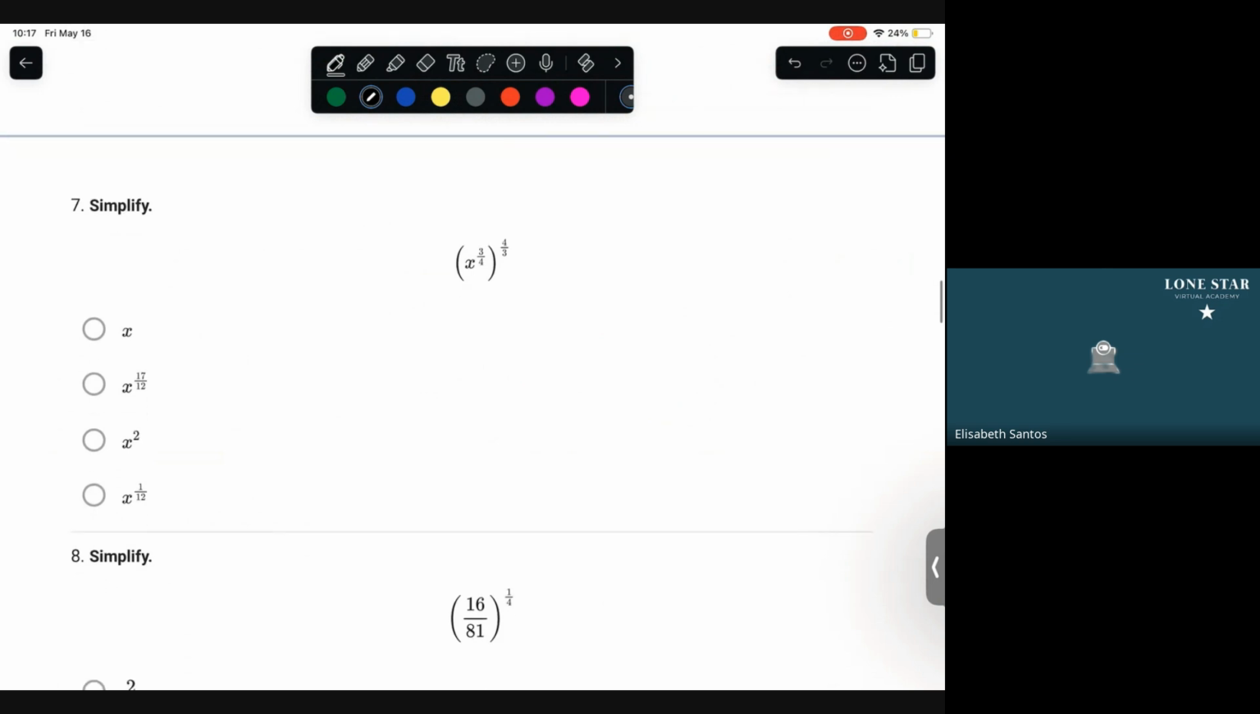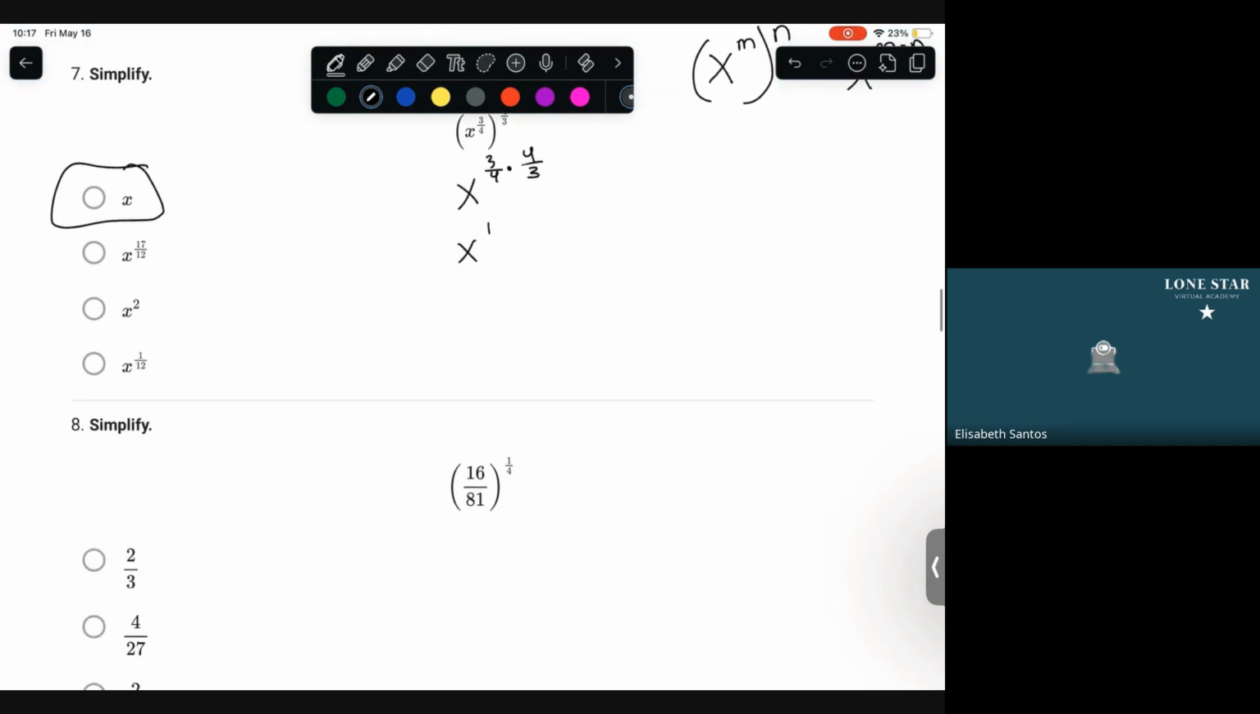Okay, so now we're simplifying. So we need to note our exponent rules. If we have x to the power of some number, and then that's all to some other number, what you're going to do is multiply those exponents. So m times n. If you have a power to a power, you multiply those exponents. And so here we have a power to a power, so it's going to be x to 3/4 times 4/3. When you multiply those, you get 1, which is just x.